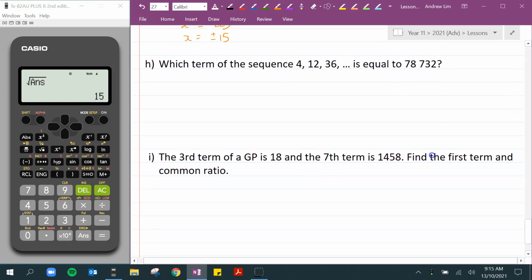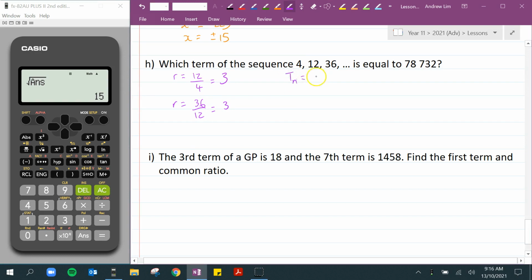Alright, question H. Which term of the sequence 4, 12, 36 is equal to 78,732? So we can see here, this is probably a GP, because it doesn't look like they have a common difference. So let's work out what that ratio is. 12 over 4 is 3. And if we were to do 36 over 12, we will also get 3. So, yep, we've confirmed that it is a GP.